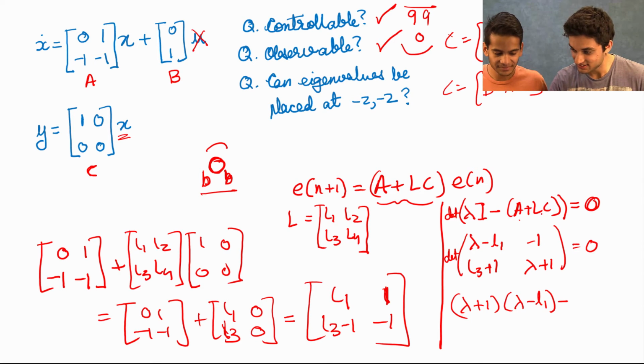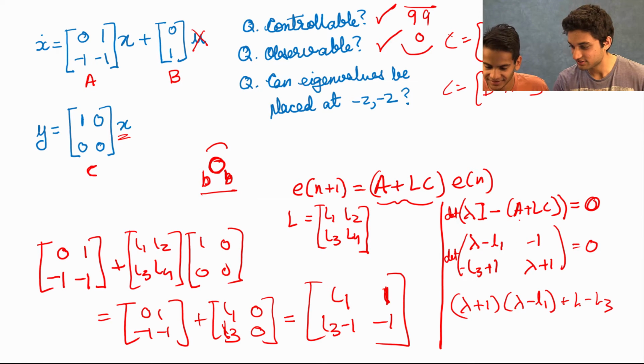Okay, so A plus LC is this thing. So minus L1, minus 1. Oh, this should be negative, actually. Yeah, this should be a negative. Math is hard, man. This will also be a plus 1. Okay, cool. 1 minus L3, right? I'm bad at math. 1 minus L3. Plus 1 minus L3, because it's like minus the product of these two. Yeah, you're right. Equals 0.